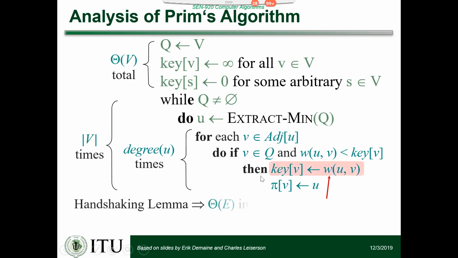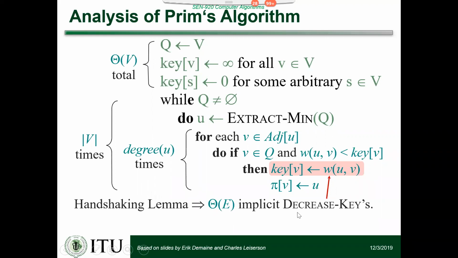You remember that? The summation of all the degrees of all the vertices is equal to 2 times the number of edges. It's due to the very famous lemma called handshaking. We talked about that last week. So the total number of times that you're going to execute this for loop is order of e. And the key operation is this operation.